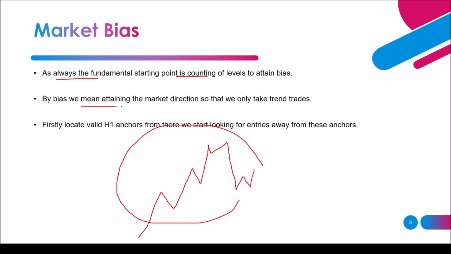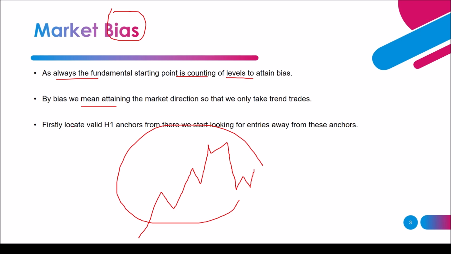However, within the forex industry there are several ways of attaining the market bias. Some use trend lines, some use moving averages and so forth, but in my experience I've seen all those being less accurate, and levels being the number one in terms of attaining the market bias.